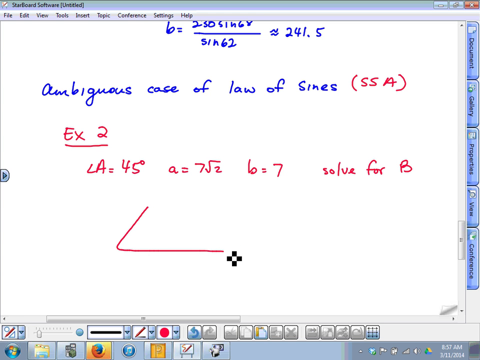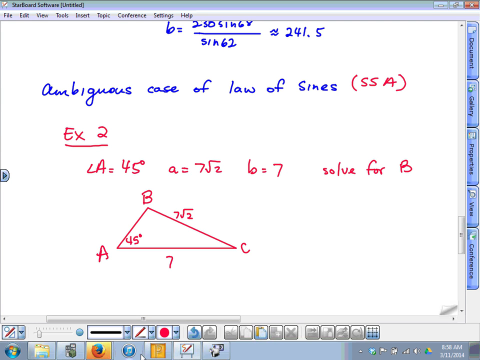Now, because we're not sure what type of triangle this is, just draw some random triangle, label the vertices however you choose. But once you label them, you've got to make sure that you mark them correctly. Angle A here has to be 45 degrees. Little a across from it is 7 square root of 2. Little b down here is 7.